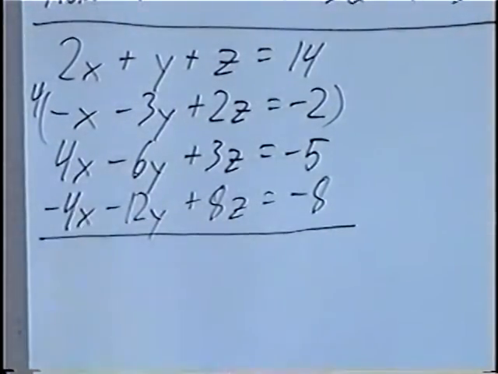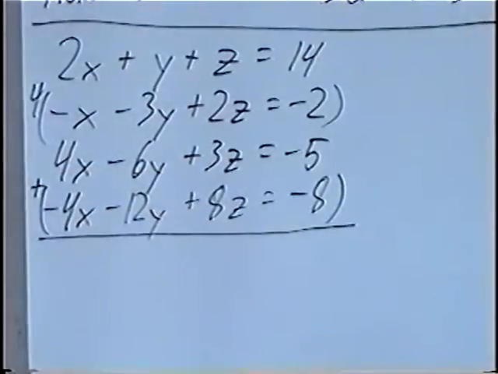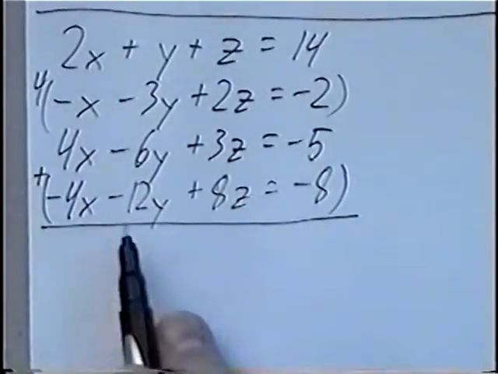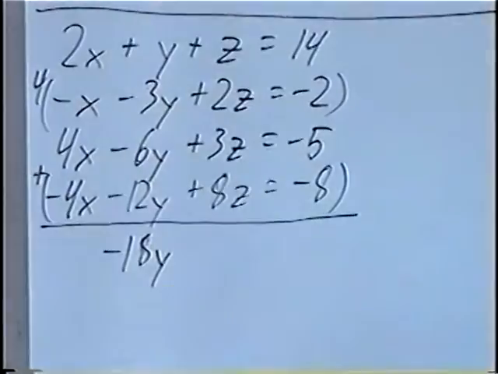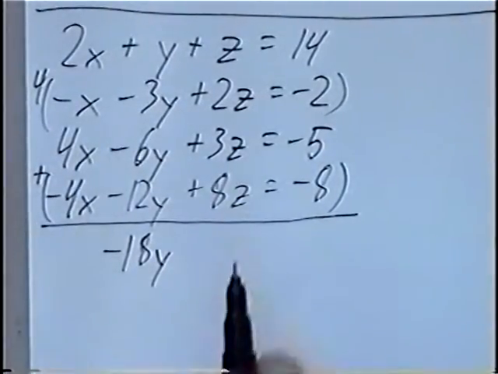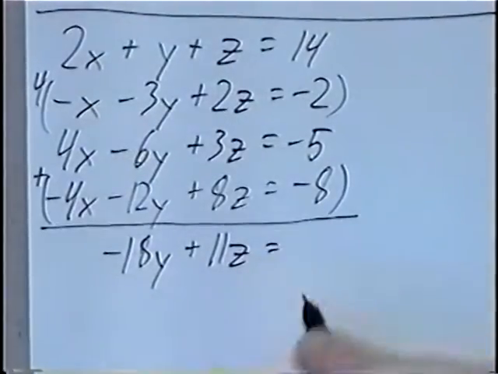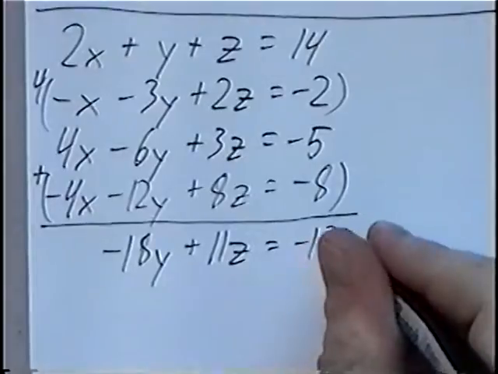Combining this equation with the third equation, we can add those together to cancel out the x's. Negative 6y plus negative 12y will be negative 18y. 3z plus 8z would be 11z. And negative 5 plus a negative 8 would be negative 13.